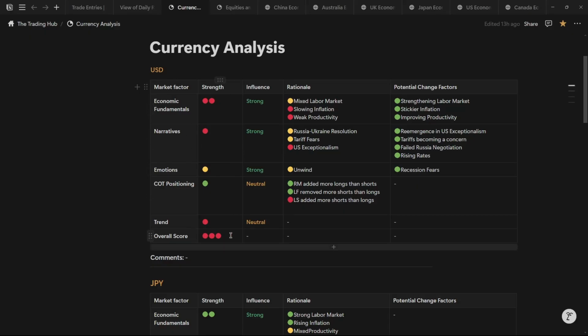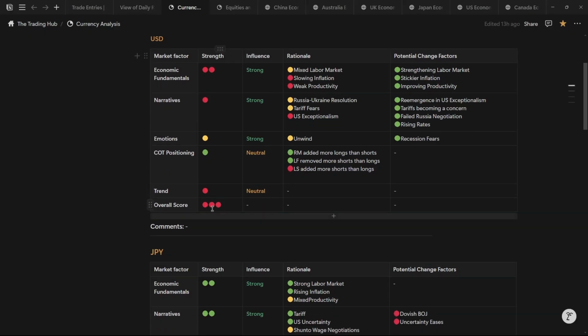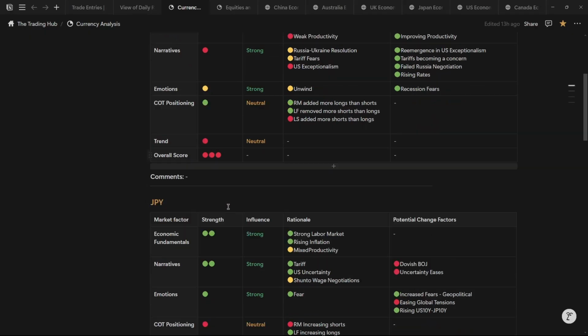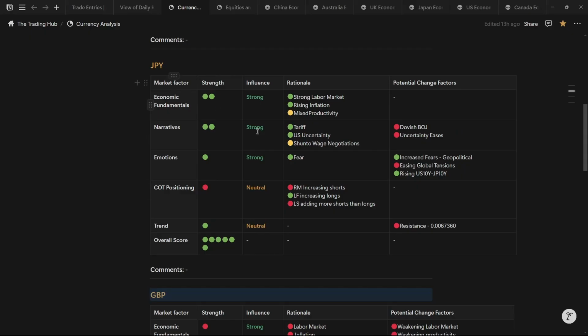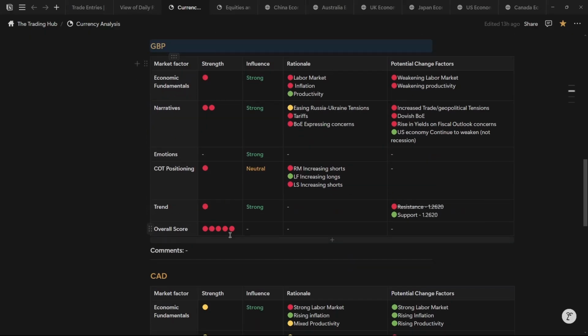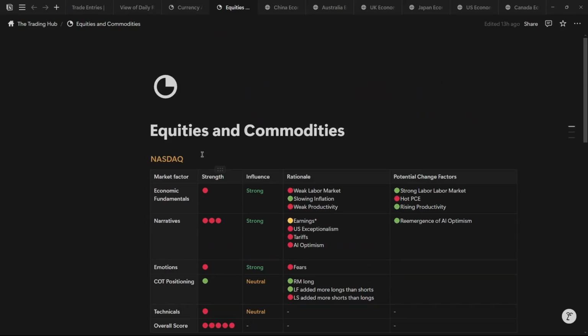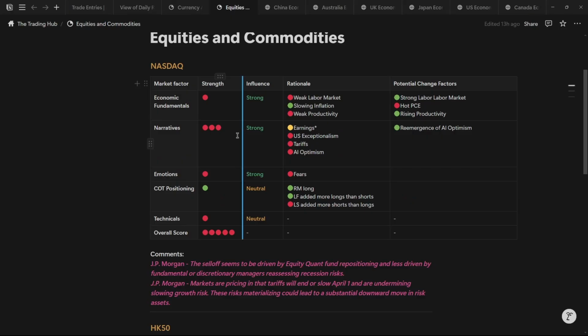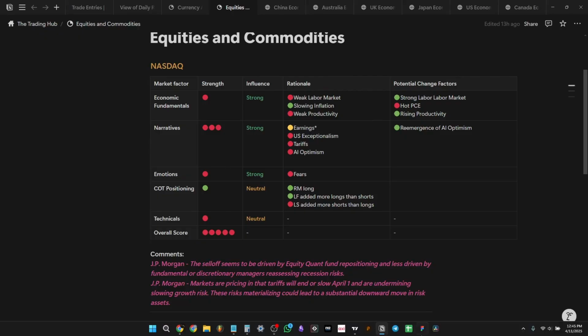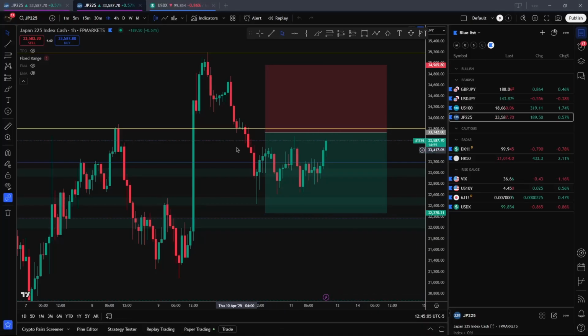If it's red, like here you're seeing the dollar, it has a score of -3. So that would mean that overall the dollar is bearish based on how I look at the markets, and I basically do the same for the rest. So far the yen is giving a bullish reading, the pound is giving a bearish reading, and I do the same for equities and commodities. Oil is giving a bearish reading, Hong Kong 50, and Nasdaq. So that's what I look at to generate a bias on the markets.